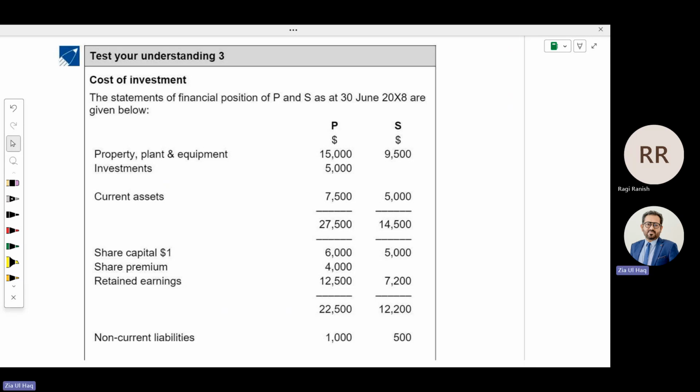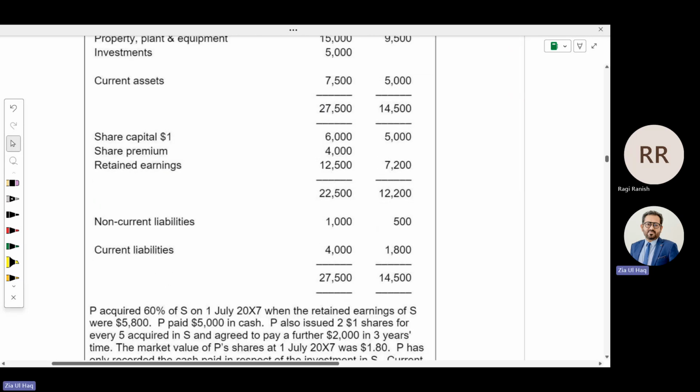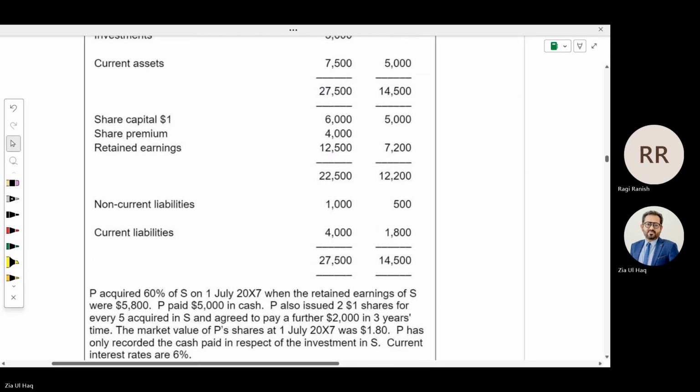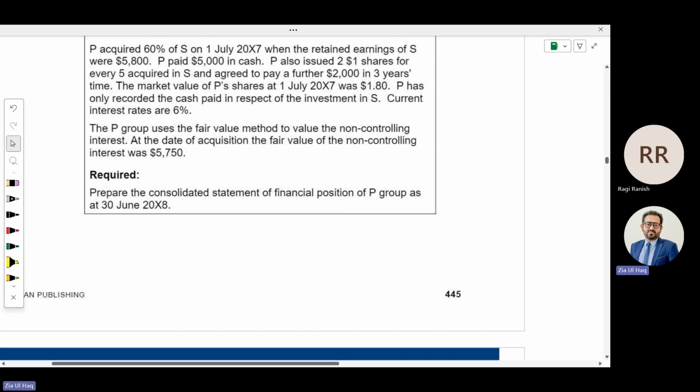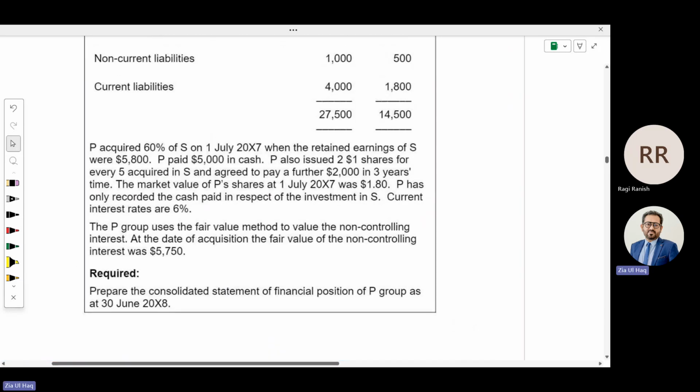Current assets that we add together, share capital, share premium, retained earnings. Non-current liabilities are given. Current liabilities are given. What would you need to do? Prepare consolidated statement of financial position of P Group as at 30th June 2028.